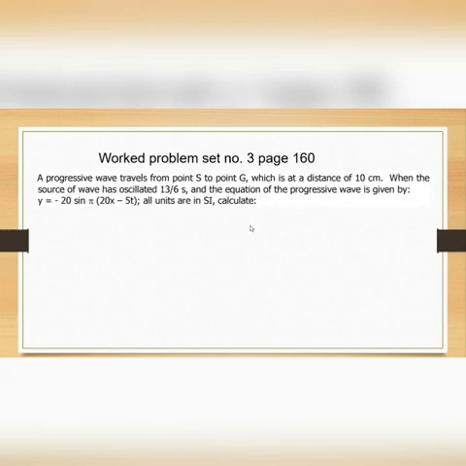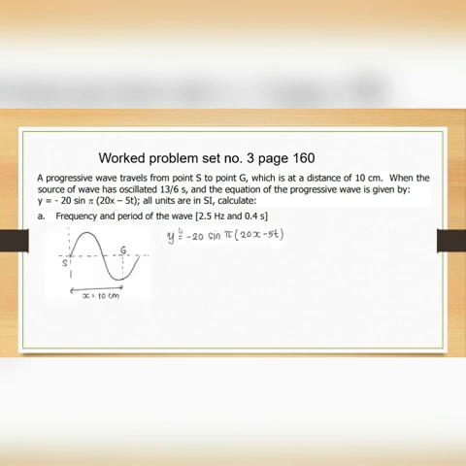One more problem that I would like to discuss is number 3 on page 160. We have a progressive wave traveling from point S to point G, which is at a distance of 10 centimeters. And then the question is, when the source of the wave has oscillated 13.6 centimeters and the equation of the progressive wave is given by this equation, we want to calculate the frequency and the period of the wave. That's question A. To find the frequency, of course, we need to change this equation first.